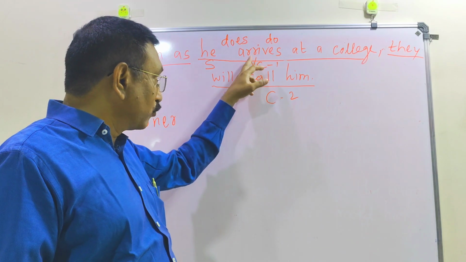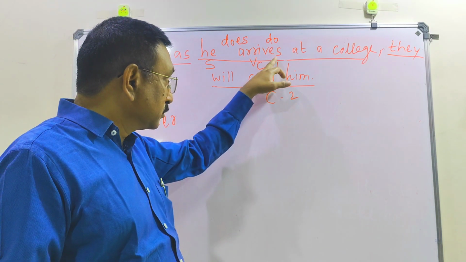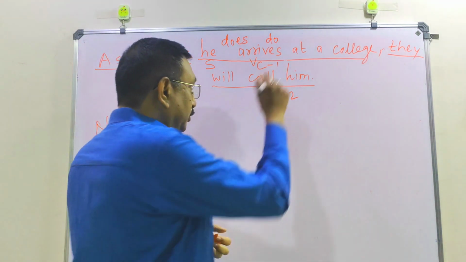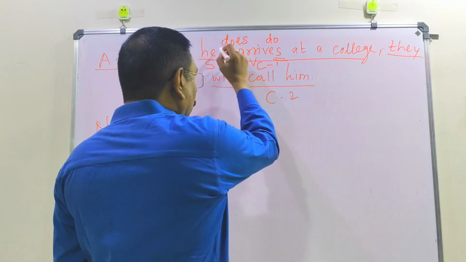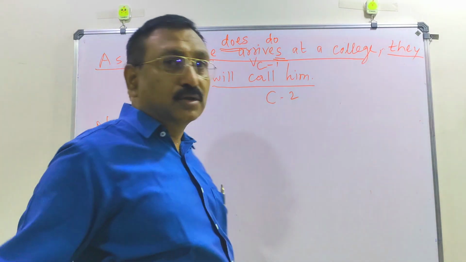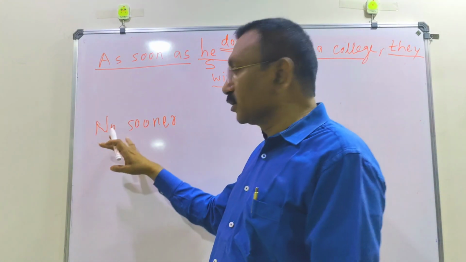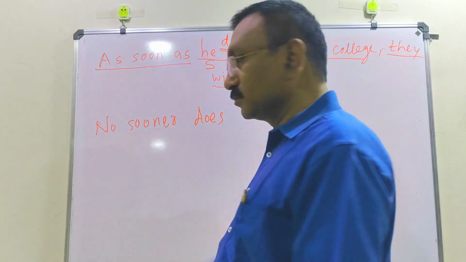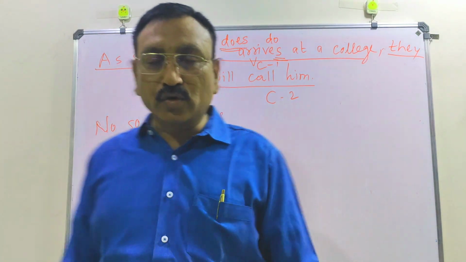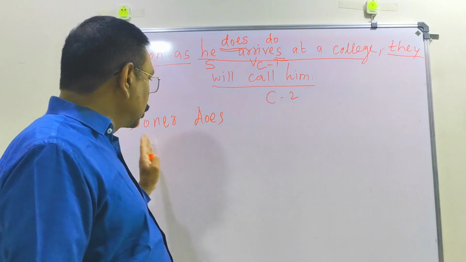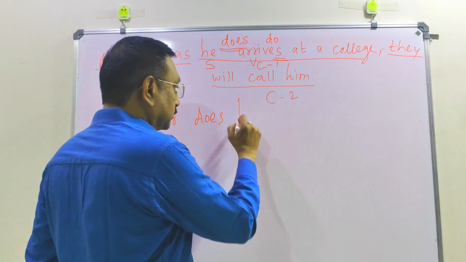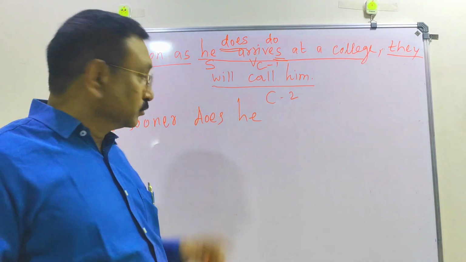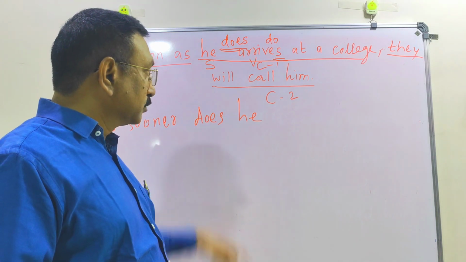If you observe the verb arrives, the verb arrive takes the suffix s here, and that is why we are going to use the auxiliary verb does after the conjunction no sooner. No sooner does. Look at the sentence: no sooner does he, subject. No sooner does he.